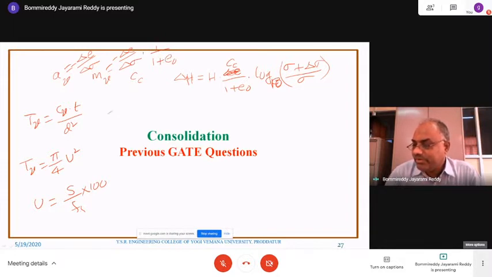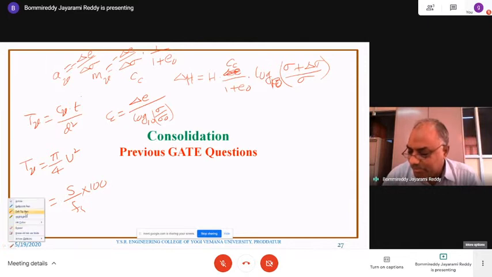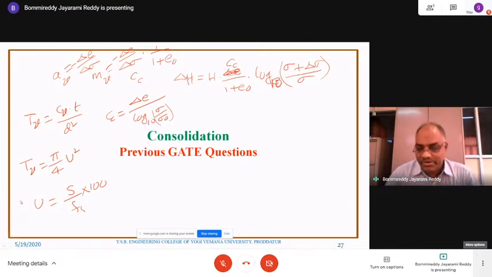What is CC? CC is nothing but delta E divided by log of delta sigma by sigma naught. These are the very simple formulas that you need to remember in the entire consolidation chapter. Once you understand all these formulas, you can solve any type of problem in consolidation. So let us move to numerical problems that appeared in the GATE examination.